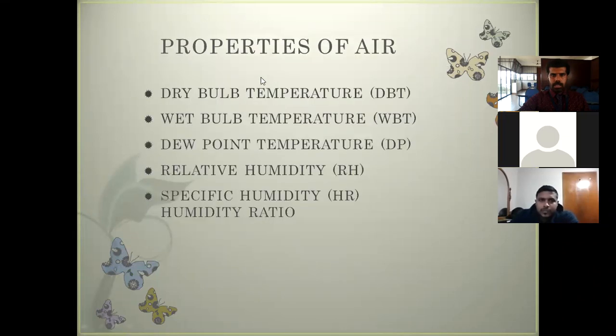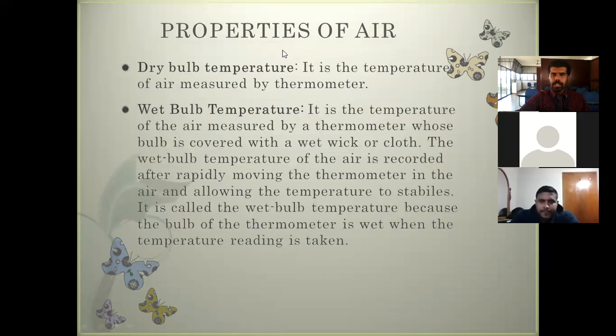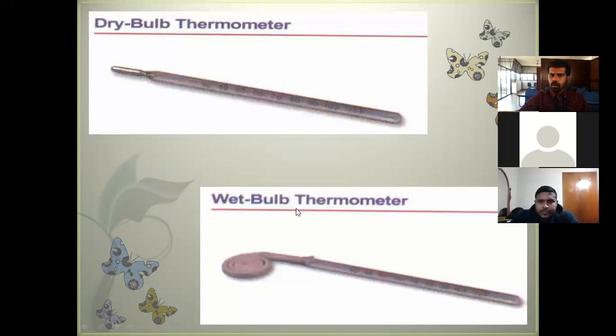These are the properties of air that we have already dealt with: dry bulb temperature, wet bulb temperature, dew point temperature, relative humidity, specific humidity ratio. Yesterday we have gone through all these things. So just keep it in mind that these are the different properties of air. We have gone through what is meant by dry bulb temperature and wet bulb temperature, and these different types of thermometers, right?